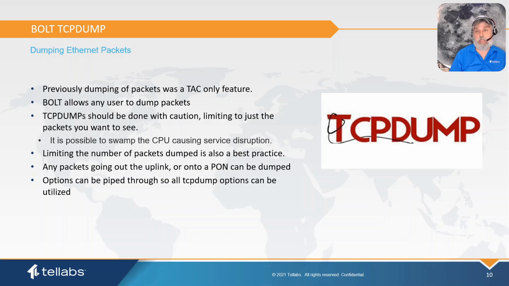There's a -c option on tcpdump, and you can give a count. What that will do is capture that number of packets and then stop the capture process. Any packets that are going out of the uplink or onto any of the ponds can be dumped. So you can pretty much get at most of all the traffic that's going through the system. You can also limit it based on which direction. So you can do ingress, egress, or both directions.